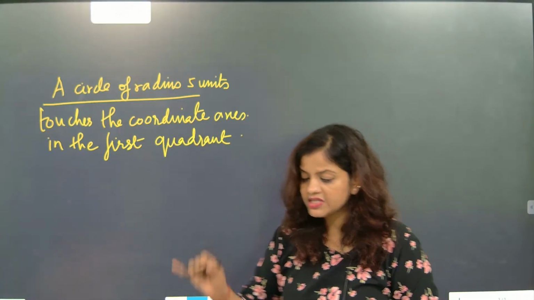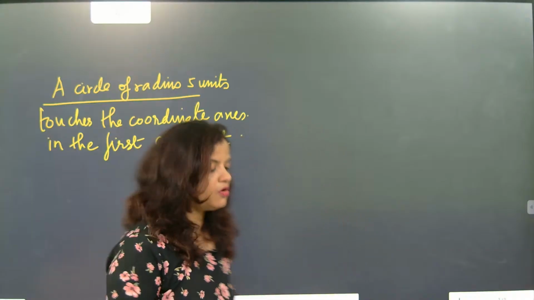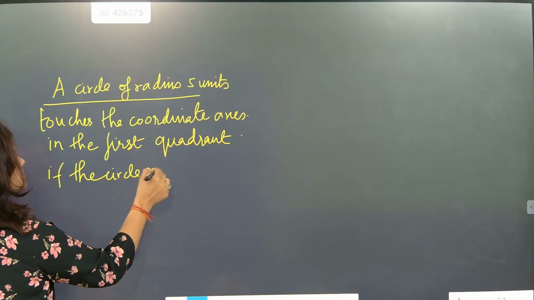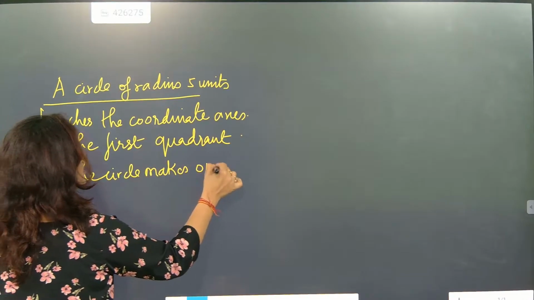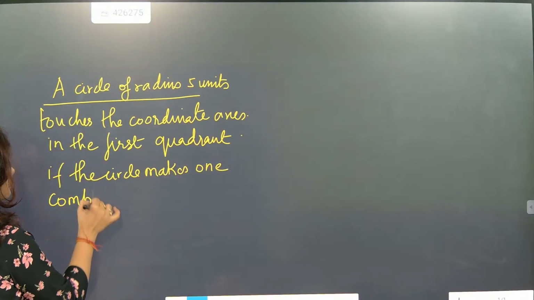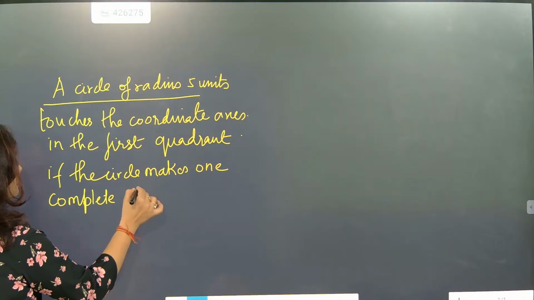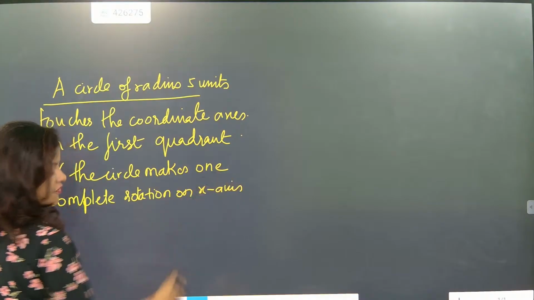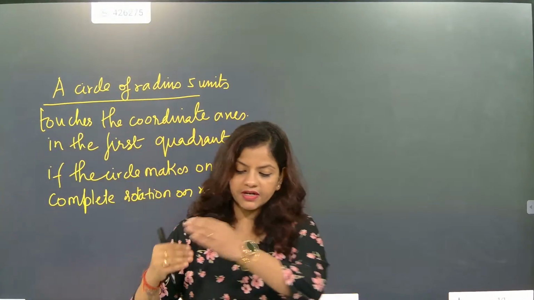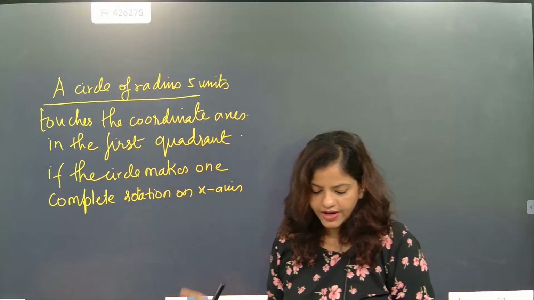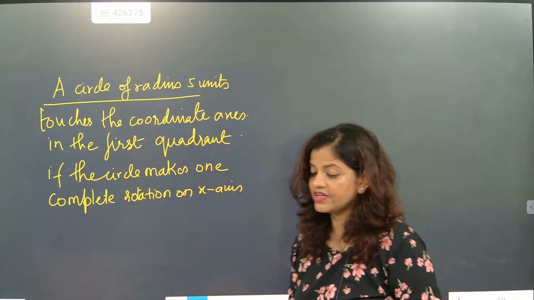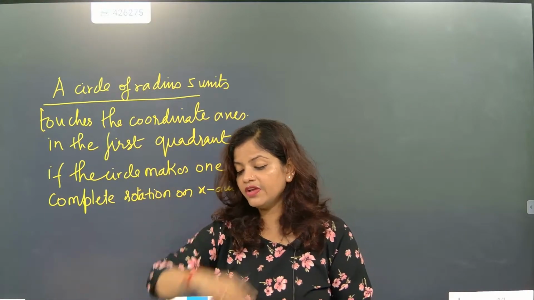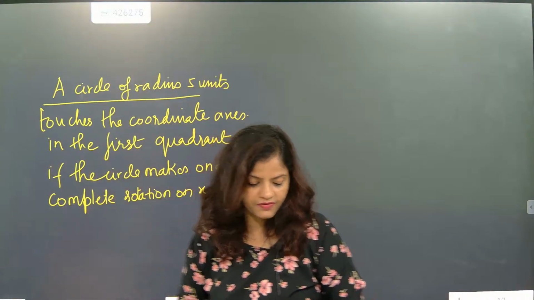Okay, if the circle makes one complete rotation on x-axis, means beta it is just completing one complete rotation on x-axis along the positive direction of x-axis, because if they will give negative direction means you have to go negative direction of x-axis. If they will give positive direction of x-axis means you have to go positive direction of x-axis.